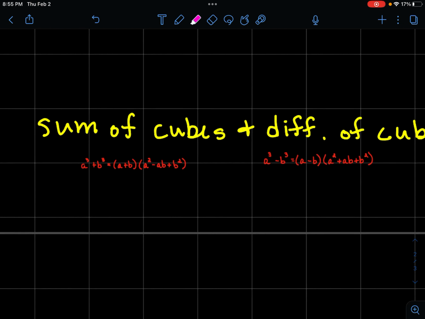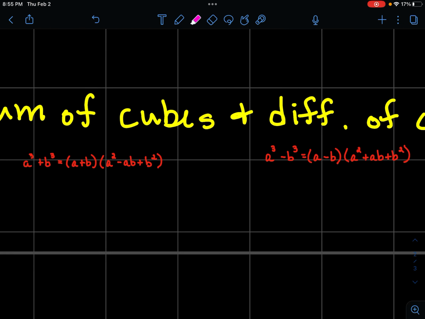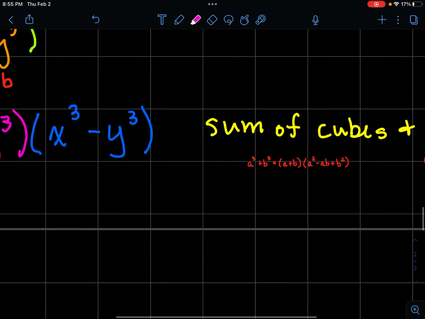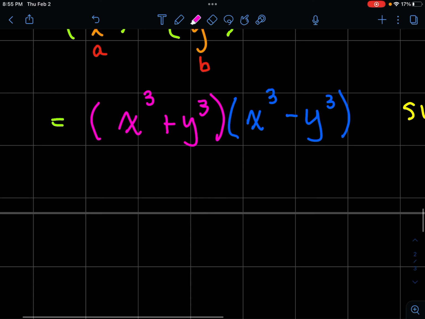Let me zoom back out here. And we have the sum of cubes and a difference of cubes. What are those factored forms? Well, here they are. A sum of cubes is a plus b times a squared minus ab plus b squared, and then the difference of cubes is a minus b times a squared plus ab plus b squared. Let's figure out what those a's and b's are. So we'll go back to our problem.